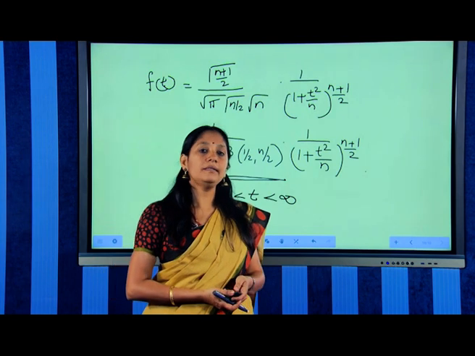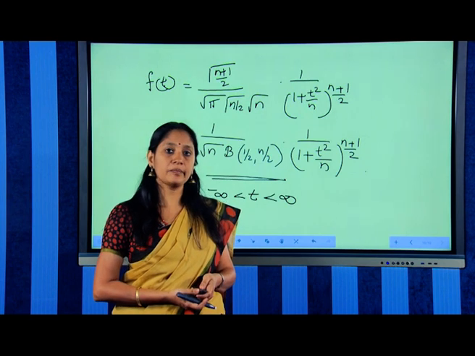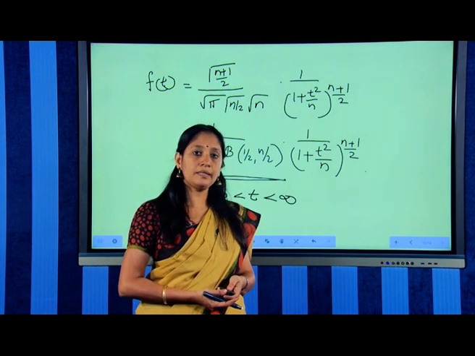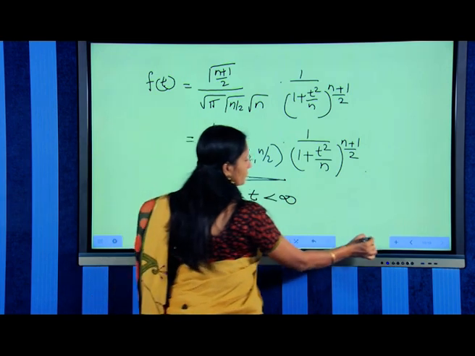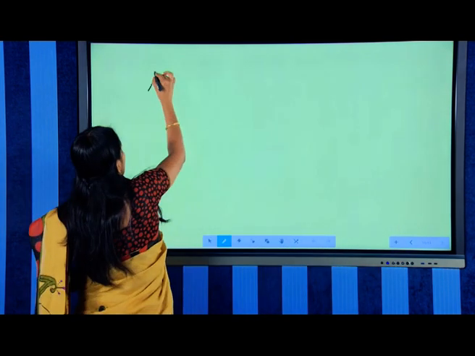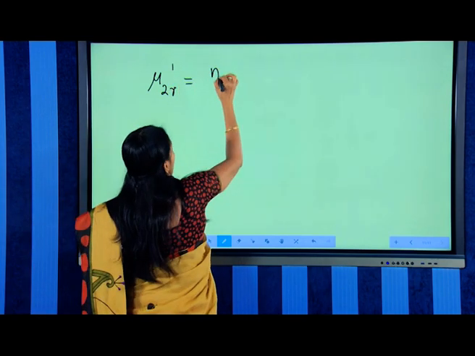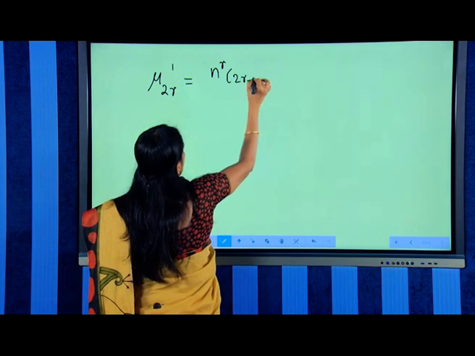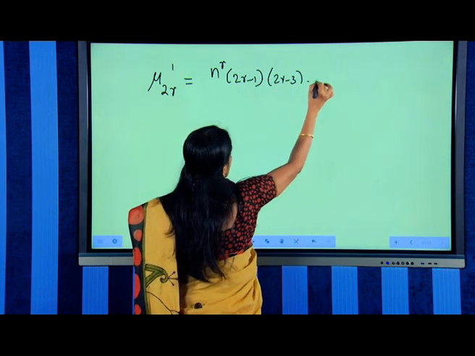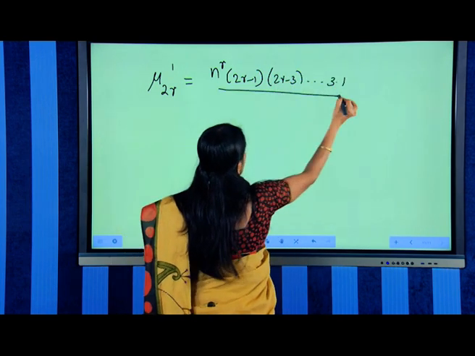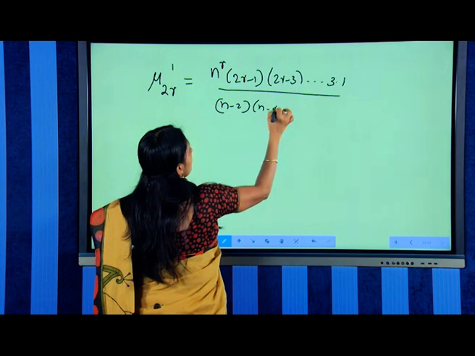Now, we can find the mean and variance of the t distribution using our elementary method. The odd order moments of the t distribution are zero, and the even order moments are given as mu 2r dash is equal to n raised to r into (2r minus 1) into (2r minus 3) etc. 3 into 1, divided by (n minus 2) into (n minus 4) etc.